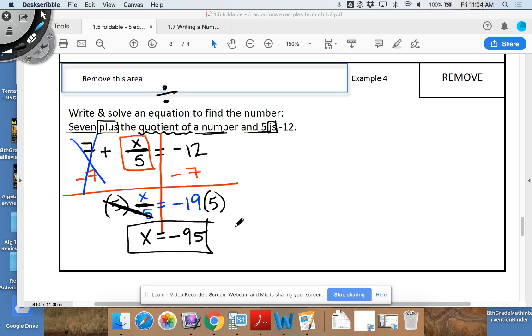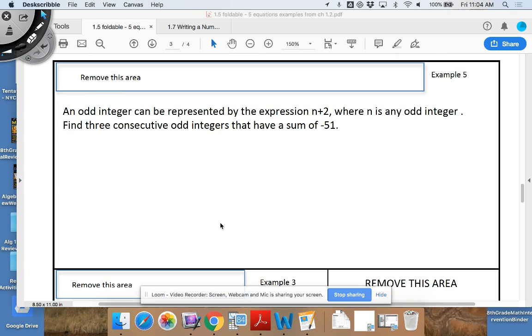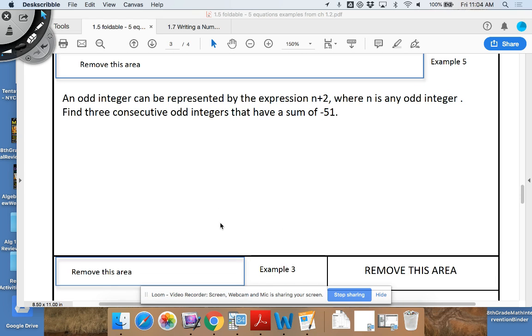Last example. An odd integer. Even when I just start reading that one, it's a little bit scary, right? Odd means not even. So odd numbers are like 1, 3, 5, 7. That's an odd integer. Integer is just the fancy word for positive and negative whole numbers. You learn that more in 7th and 8th grade. An odd integer can be represented by the expression n plus 2, where n is any odd integer.